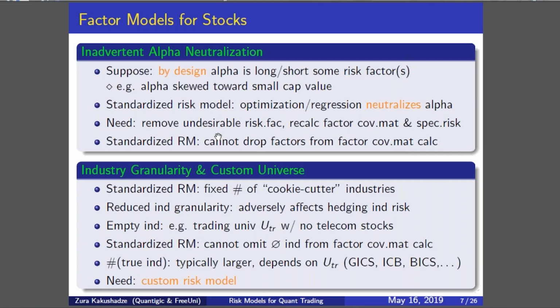And so you need to be able to remove these undesirable risk factors from your factor model. However, that requires recalculating the factor covariance matrix and specific risk based on the subset of the risk factors. And you cannot do this in a standardized risk model. You just don't have that option. So you have to build it from scratch yourself with a smaller number of factors.